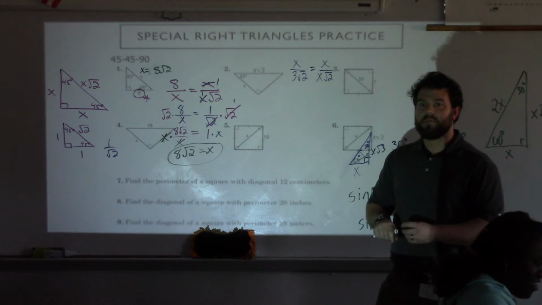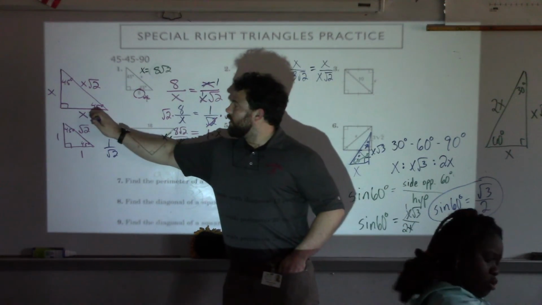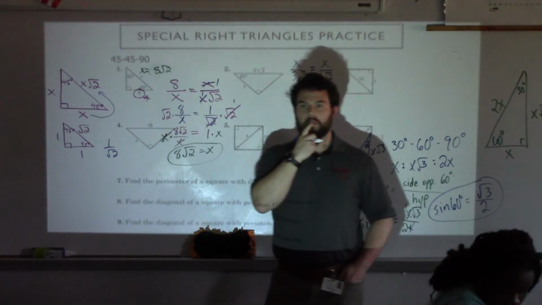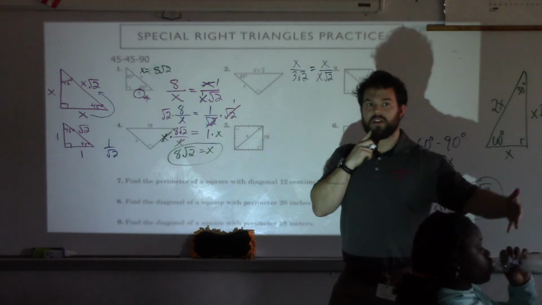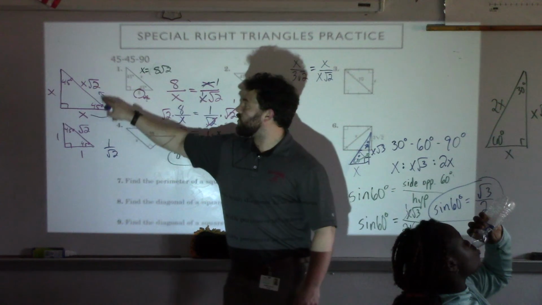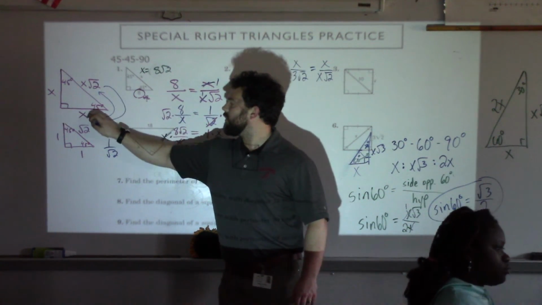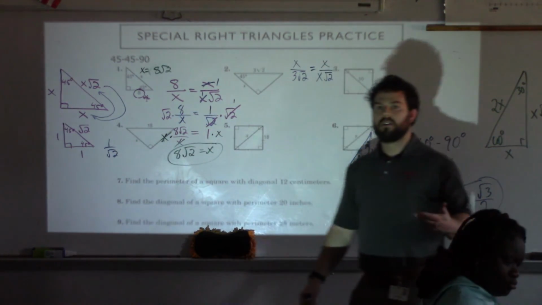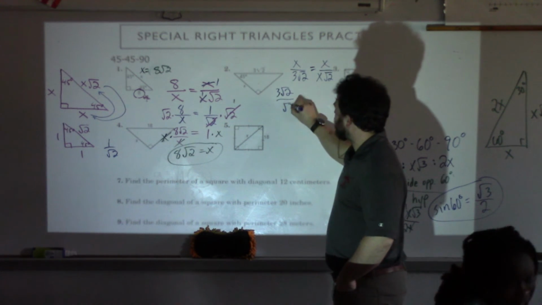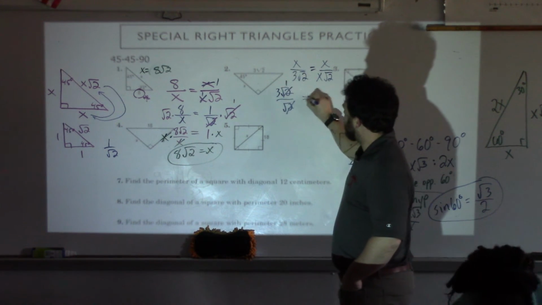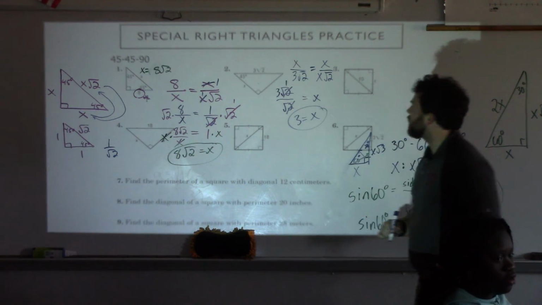But you can also remember, and this is what I talked with most groups about, that to go from a leg to the hypotenuse, what were we doing? Multiplying by the square root of 2. So that was to go from a leg to the hypotenuse. But what am I going to do to go from a hypotenuse back to a leg? Divide by the square root of 2. So if I take 3 square root of 2 and I divide by the square root of 2, 3 is equal to x.